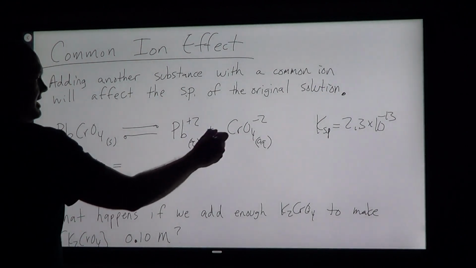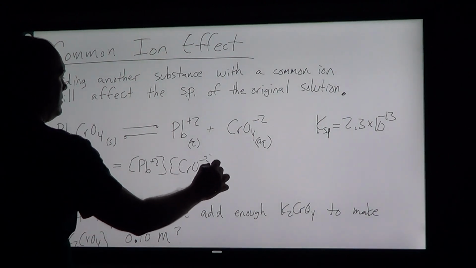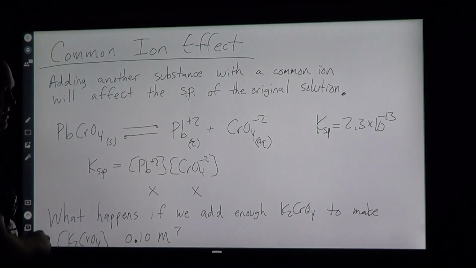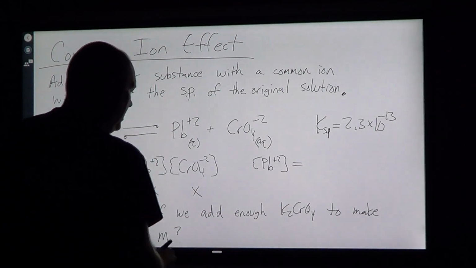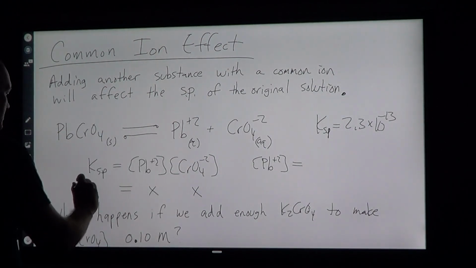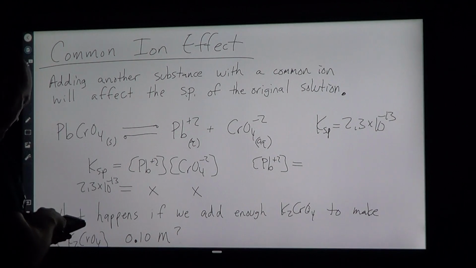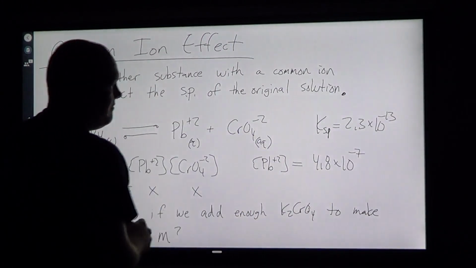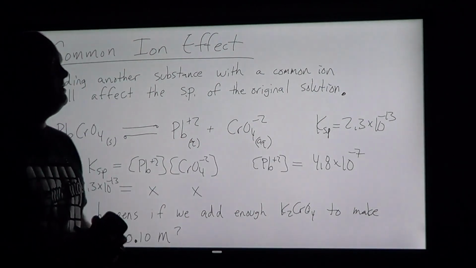Again, we need to put together our KSP equation, which is just the lead times the chromate. We know that this is X and this is X. No coefficients or anything like that, to make it nice and easy, which means that the concentration of lead is going to be the square root of our KSP. If we plug everything in, that equals X squared. If you take the square root of that, we get 4.8 times 10 to the minus 7. So the lead and the chromate, because they're both X, will be that number.